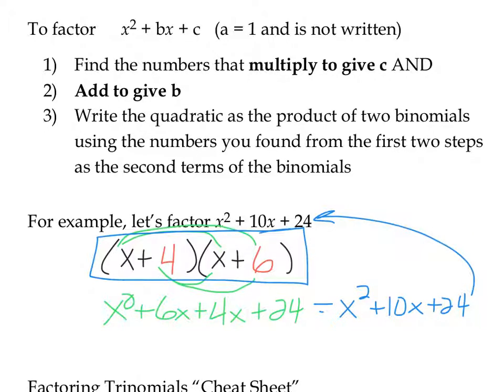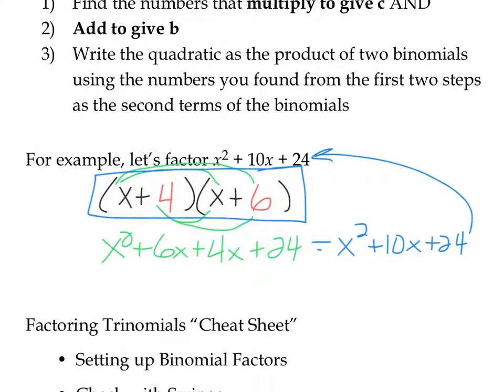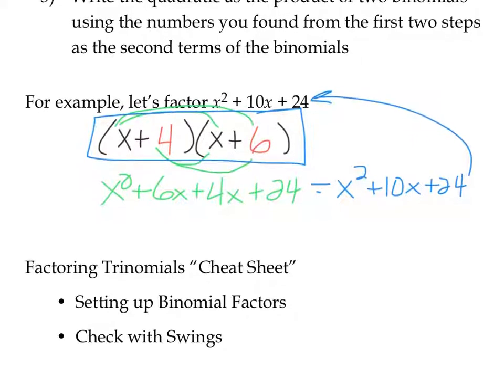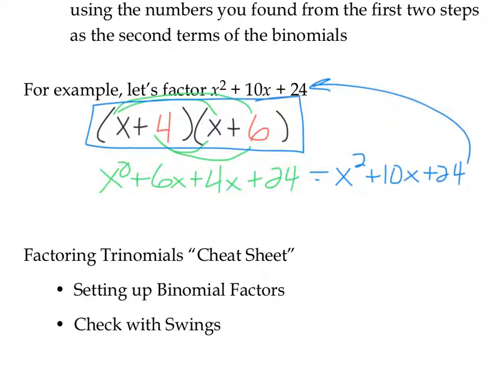When you factor trinomials, it's going to take a little trial and error, and there's some information posted that you can use to help you, a cheat sheet if you will, that talks about how to set up the binomials. So how do we know when these are going to be pluses or minuses? And what do you look for there? And then something called checking with swings. The swings are these two middle terms and then these two outside terms. And I'll show you some of that as well. That's how we can check and make sure that the middle is going to work out. So use that as an extra resource to help you along the way as you're doing these problems.